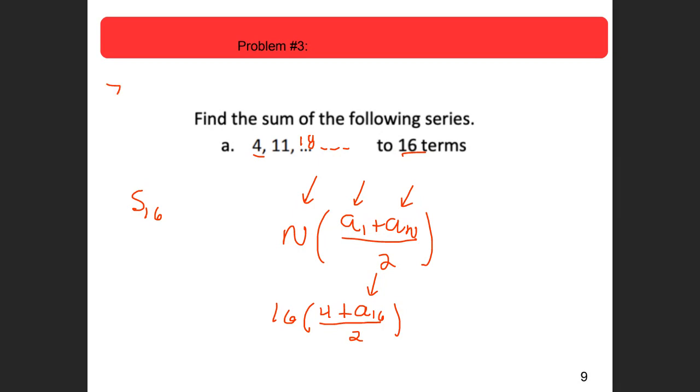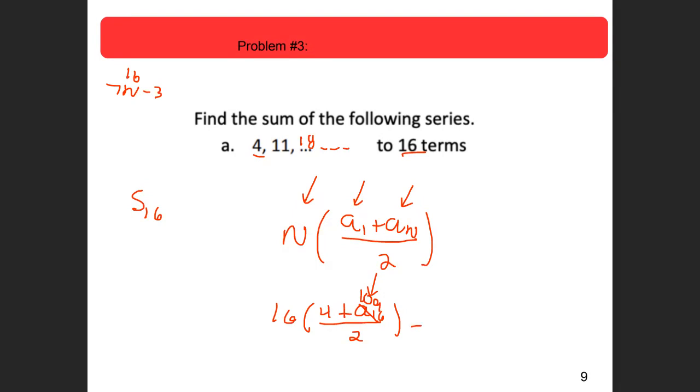What is it? 7n minus 3, if I do it in my head. Is that right? If I put 1 in here, I get 4. If I put 2 in here, I get 11. If I put 3 in here, I get 18. So this is the equation. I want to know what the 16th term is. So 7 times 16 minus 3 is equal to 109. So the 16th term is 109.